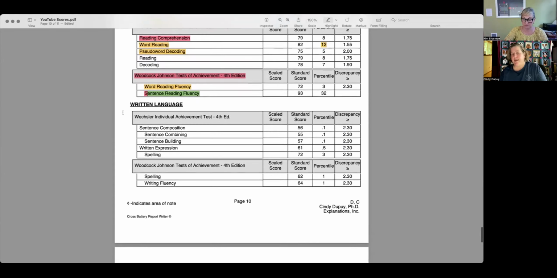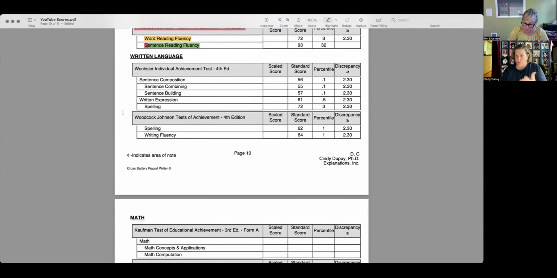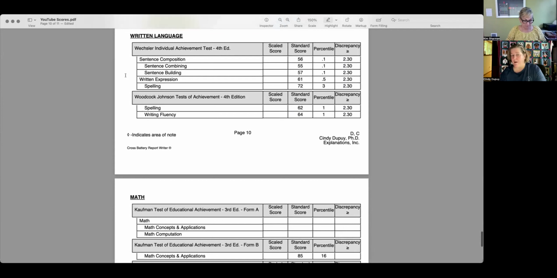Then on written language, again, we go word, sentence, passage. Now, when they did the WIAT on this particular student, they attempted the essay and that's all they said. So he was not able to respond to a passage level prompt, but we can compare his spelling relative to his sentence writing. So there's a spelling and there's a spelling. And then at the sentence level, he's got the writing fluency and then the sentence combining.